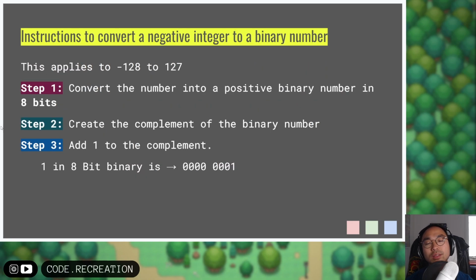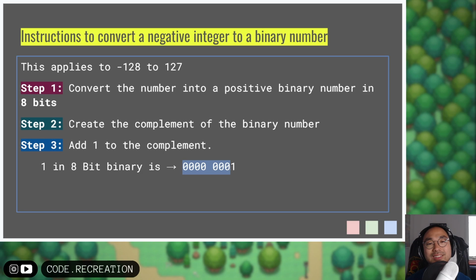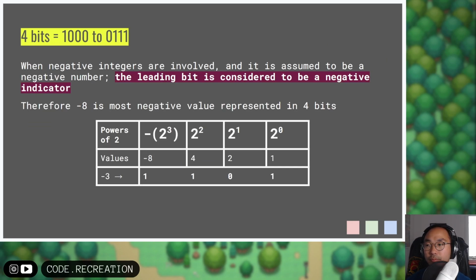So what is the simplified instruction? In this situation, we're going to be working with 8-bit integers, and we're going to try to create any number from negative 128 to 127. It's going to follow a 3-step process. Step 1, we convert the number as if it was a positive number in 8 bits. Then we create the complement of the binary number we generated in step 1. And lastly, we add a value of 1 to the complement. And 1 in 8-bit binary is its first 7 bits turned to 0 and the final bit turned on.